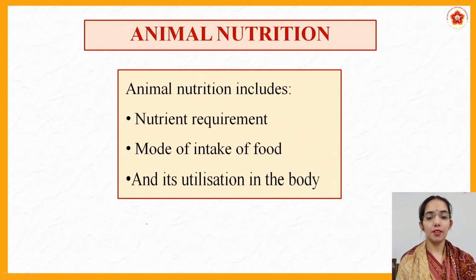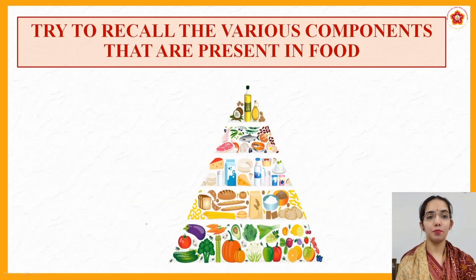In the end, it is written the utilization of the food in the body. What it includes is, once the food has gone inside the body, how is that food digested? What are the various chemicals that will act on it? So that is what is included in it. So we need to remember animal nutrition includes nutrient requirement, mode of intake of food, and its utilization in the body. How is that food utilized in the end in the body?